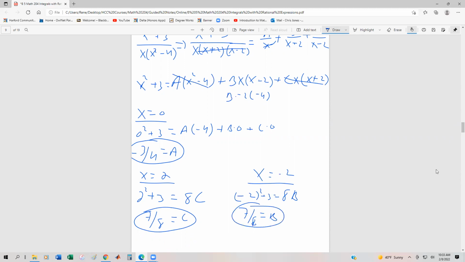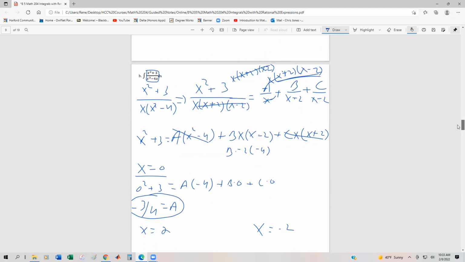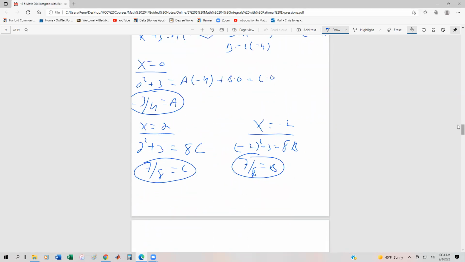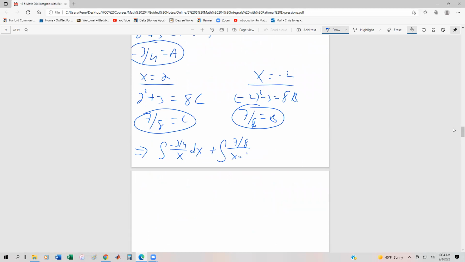So at this point, what we're going to do is just integrate term by term, by substituting our A, our B, our C back in, getting three integrals, and then we might have to simplify it. So the new integral is going to be the integral of negative 3/4 over x dx, plus, remember b was 7/8, so we're going to have 7/8 over x plus 2 dx. It doesn't really matter because they're both 7/8. And then finally, we're going to have 7/8 over x minus 2 dx.